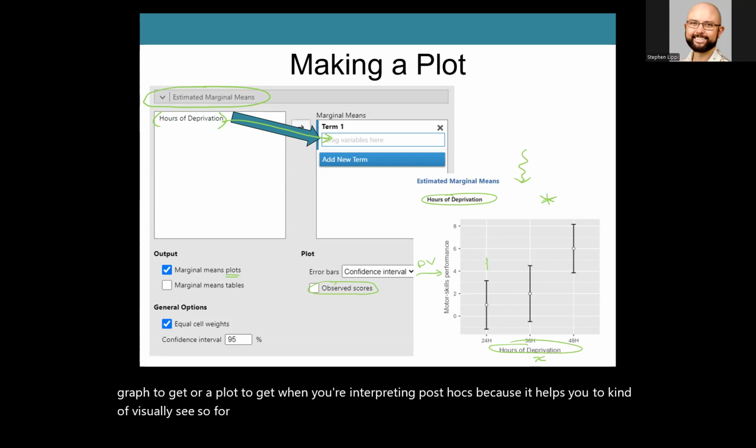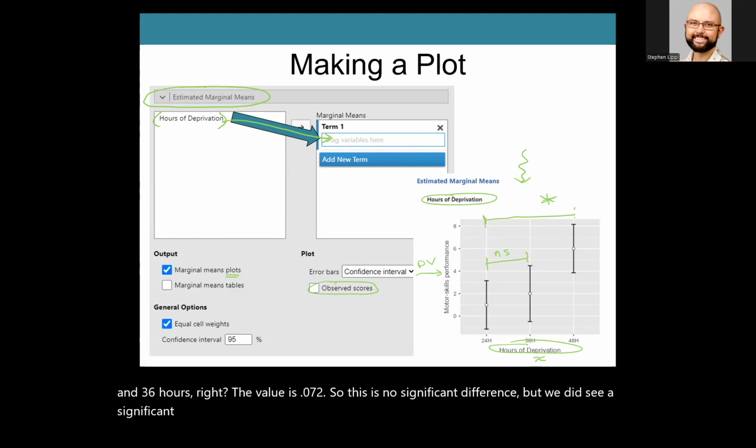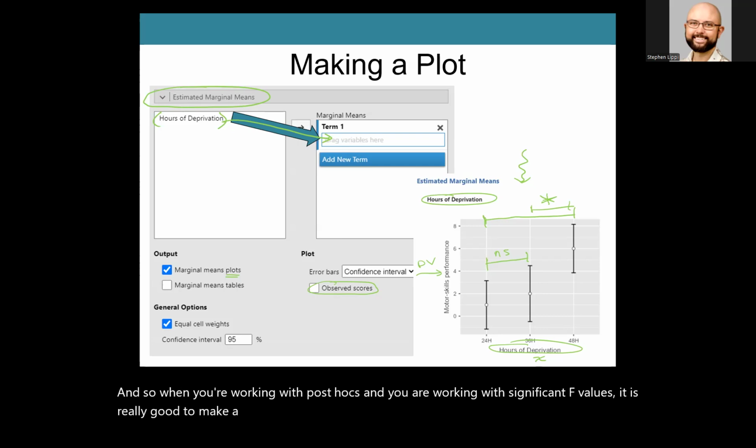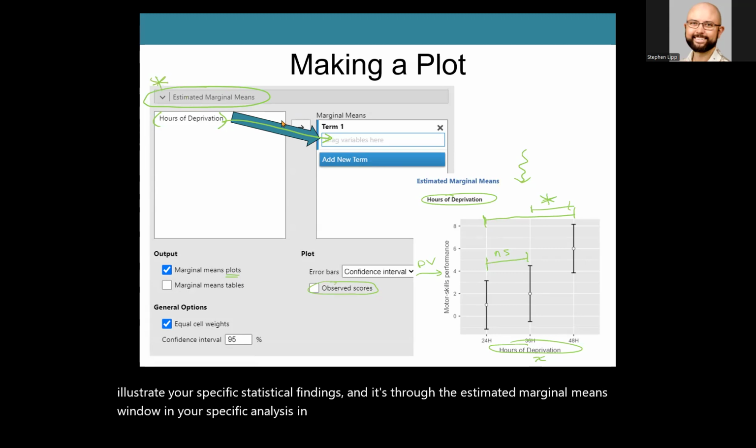So for instance, we saw that there was no significant difference between 24 and 36 hours, right? The value was 0.072, so this is no significant difference. But we did see a significant difference between 24 and 48 and between 36 and 48. And so when you're working with post hocs and significant F values, it is really good to make a plot. In your final paper for this class, you will need to make a plot to illustrate your specific statistical findings. And it's through the estimated marginal means window in your specific analyses in Jamovi that you will be able to get that done.